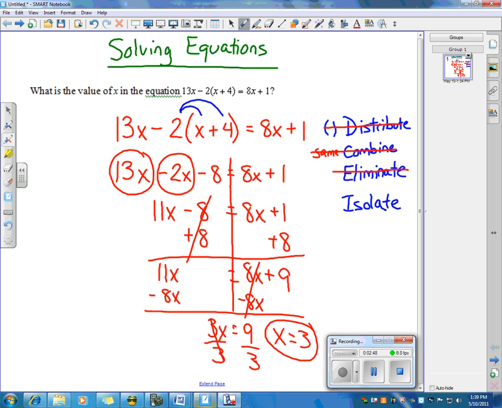Now we can always go up and plug 3 into where x is to help us see if our answer is correct. Don't necessarily have to, but if you have the time, it'd be a good practice to get into doing.